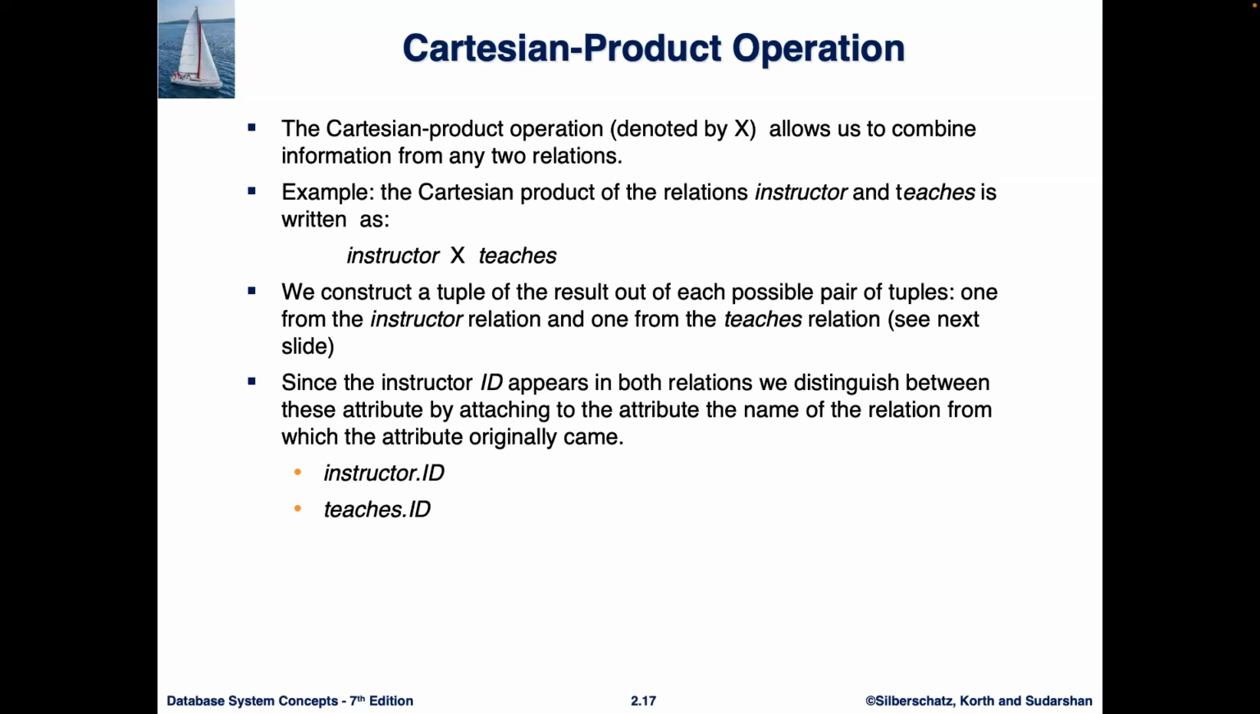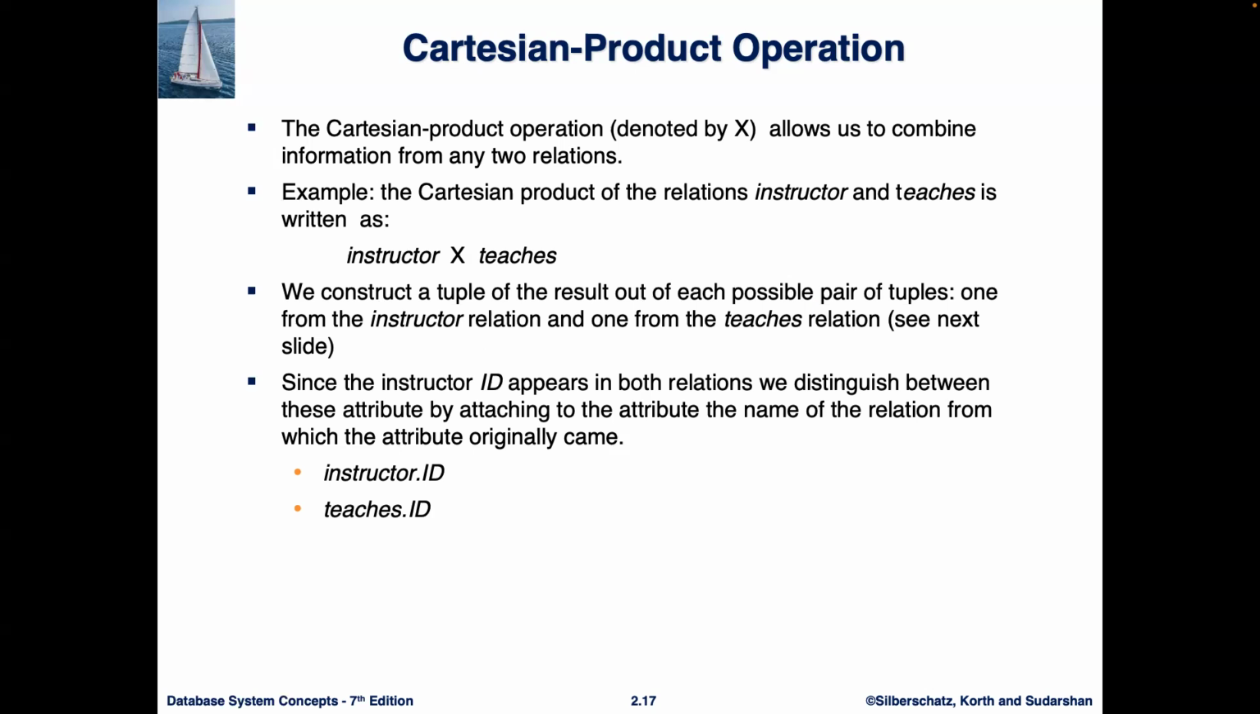Let's look at our Cartesian product operation. The Cartesian product operation denoted by X allows us to combine information from any two relations. So we have different tables and we want to combine those tables to see some data. We can see that using Cartesian product. The example, Cartesian product of the relations instructor and teachers is written as instructor X teachers. So this will take the instructor table and teachers table, combine both of them and give us one single table. We construct a tuple of the result out of each possible pair of tuples, one from the instructor relation and one from the teachers relation.